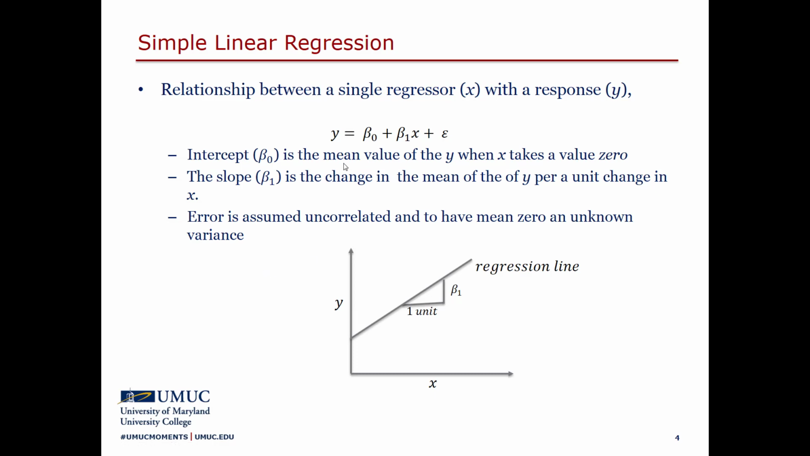And an important assumption in linear regression in general is that the error is uncorrelated and has a mean of 0. Okay, so there is no systematic bias in one direction. So the mean value of the error terms is 0, and then we have an unknown constant variance. Okay, here graphically you can explain this. So you have x and y, the predictor and the response variable, and then this is your regression line. So for a unit change of the x value, the beta 1, the slope, determines the rate at which the response changes.